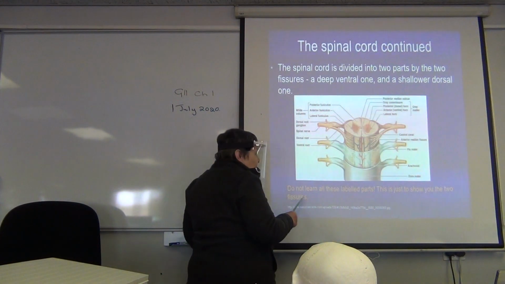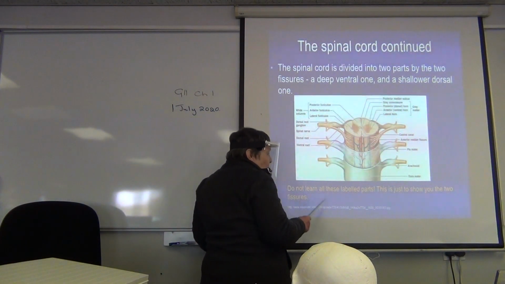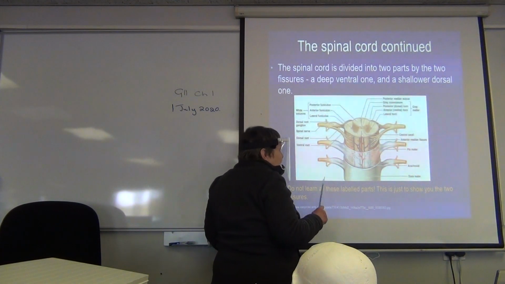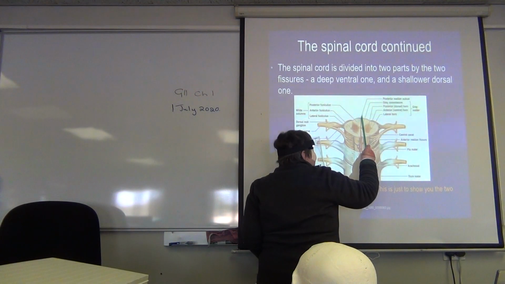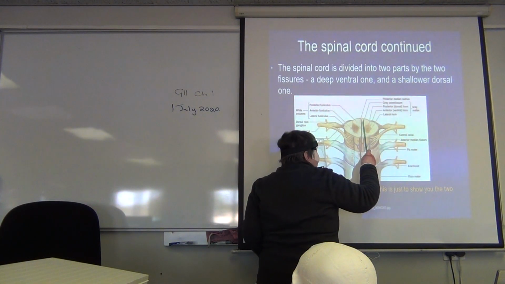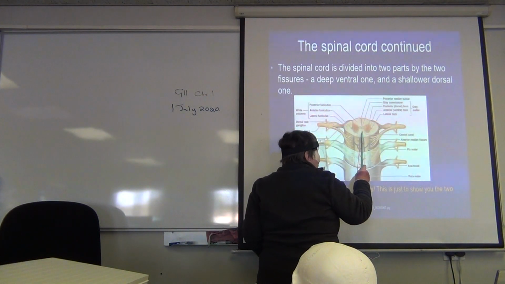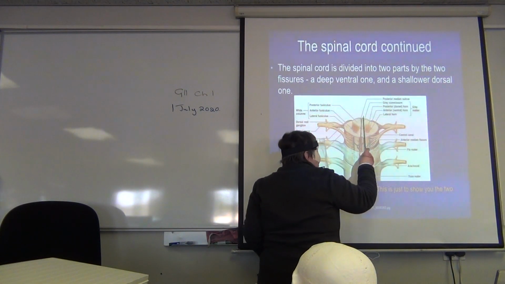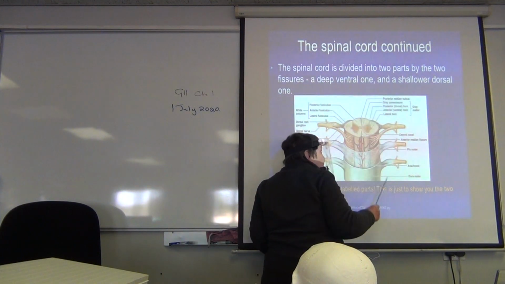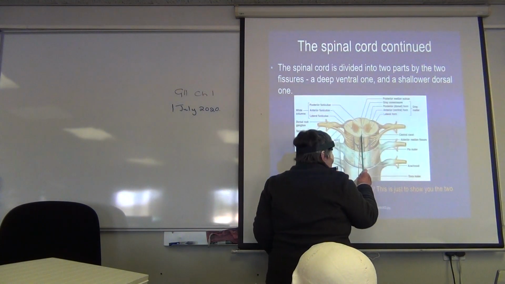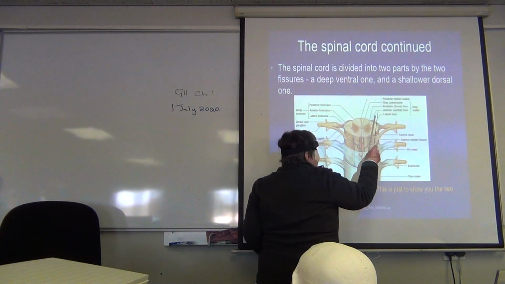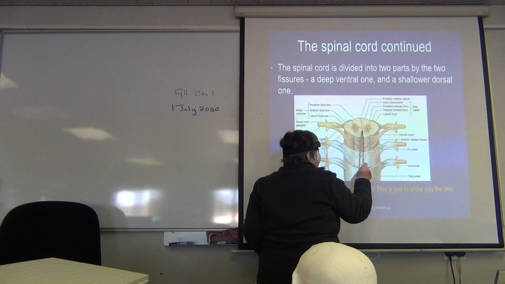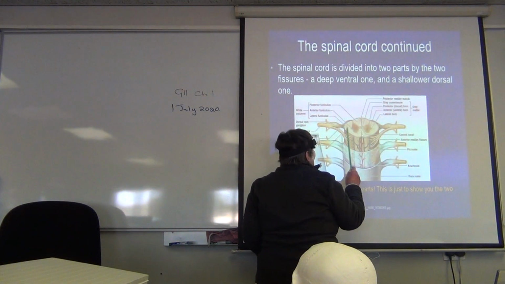Now I've written here, don't learn all the labeled parts. The reason why I've put this picture in is to show you that there's a deep groove posteriorly and a slightly shallower, wider groove ventrally. So remember that this is towards the person's back and this is towards the person's stomach. So a deep, narrow groove posteriorly and a wider, shallower groove ventrally.